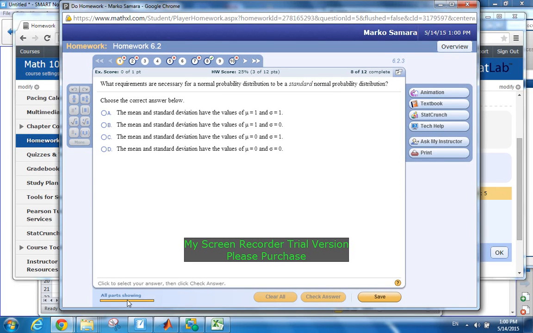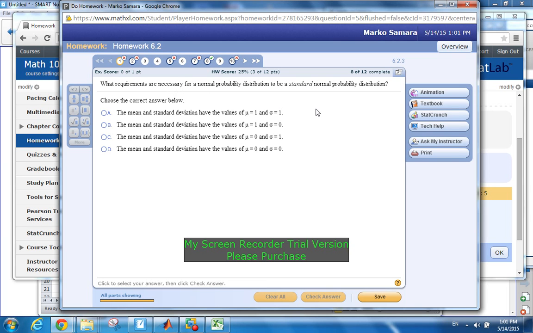Okay, let's do some homework problems from section 6.2. So first problem, problem number 1. What requirements are necessary for a normal probability distribution to be a standard normal probability distribution?